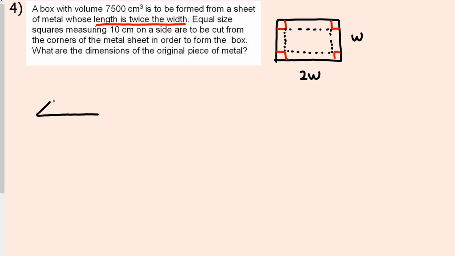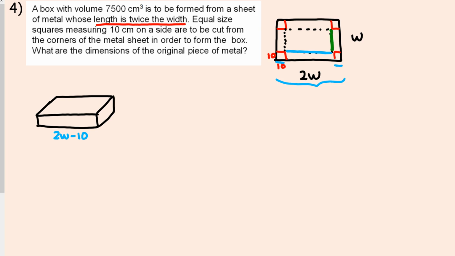So let's make a little sketch. And the box is open top. There's no top on the box, just the four sides and the bottom. So let's go ahead and label the box with its dimensions. So we know that the little squares are 10 centimeters by 10 centimeters. So that means that this dimension right here is 2W minus 10, because it used to be 2W, but we subtracted 10 over here and 10 over here. So we can label that 2W minus 10. And then this dimension right here is going to be W minus 20.